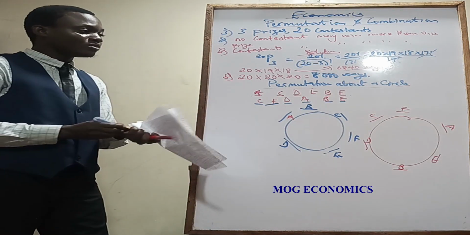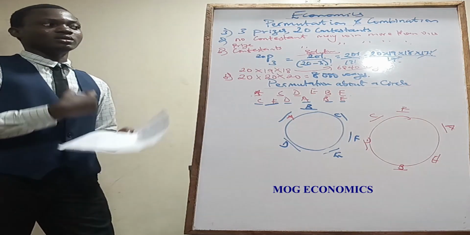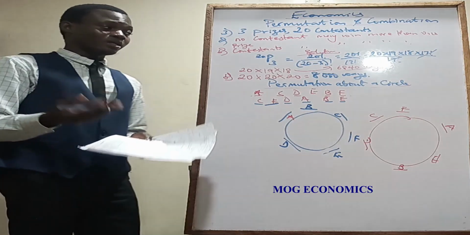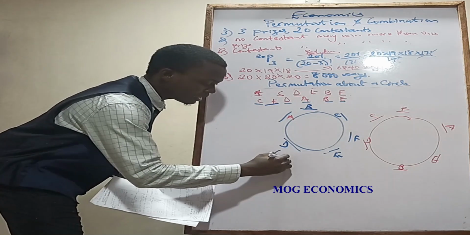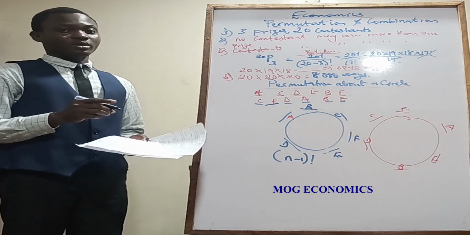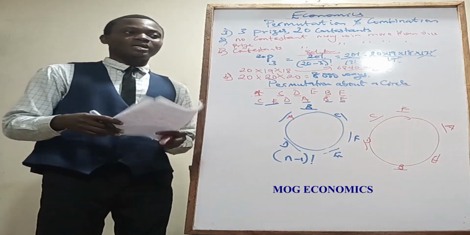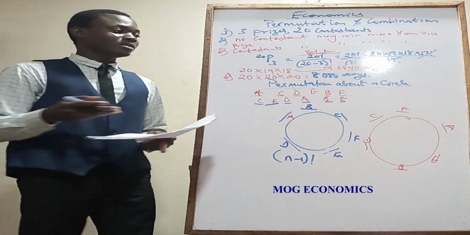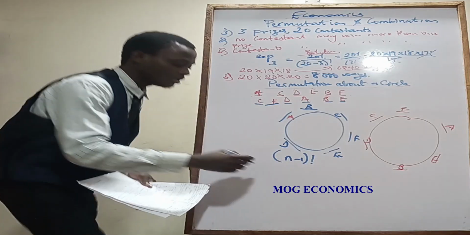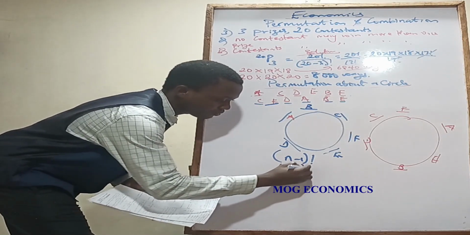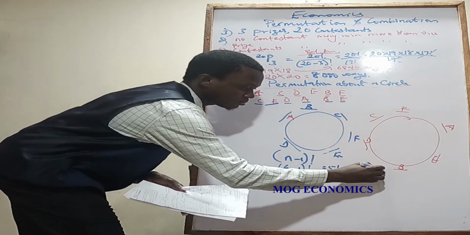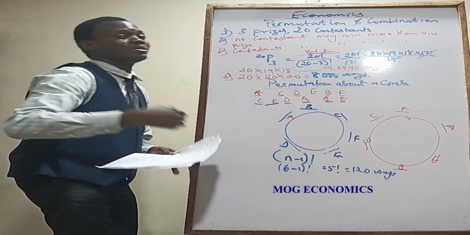So this is why, when you are doing things that involve a circle, people sitting around a circle, the first guy doesn't have a choice. Do you understand? So its formula is going to be n minus 1 factorial, because the very first person doesn't have a choice. If you look at how many ways 6 people can sit around a circular table, it's going to be 6 minus 1 factorial, which is 5 factorial, equals 120 ways. That's going to be the answer, because the first person doesn't have a choice.